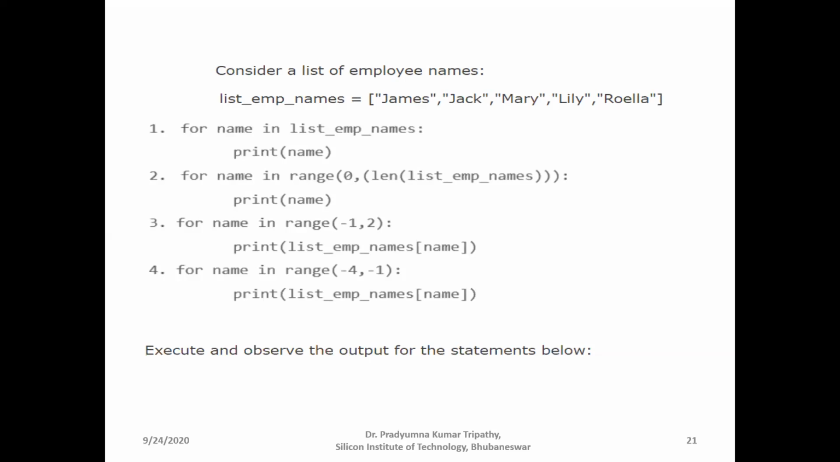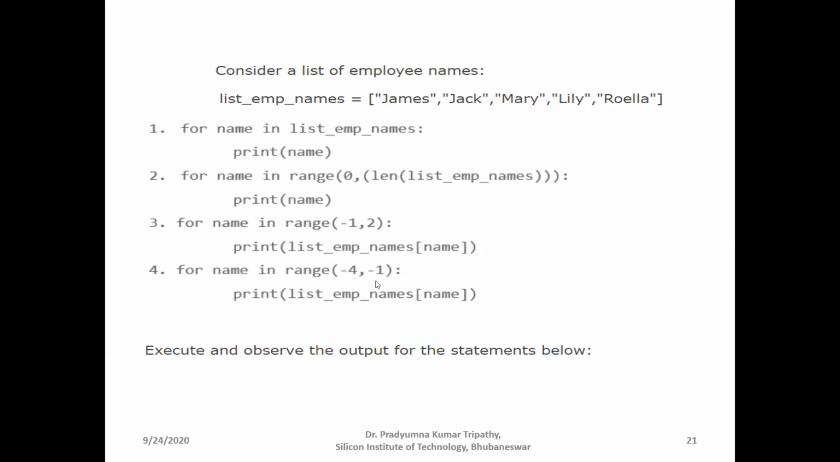Third one, print names in the range of -1, 2. Print list of names. So name will be -1 to 2. 2 means it will go up to what? It will go up to Jack. It will go up to upper limit -1. So it is -1. Then after it will go to James and Jack, because it will go up to 2 - 1, meaning one index. Is that understood?